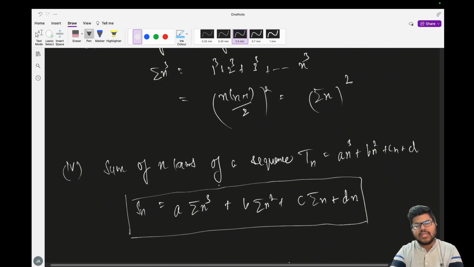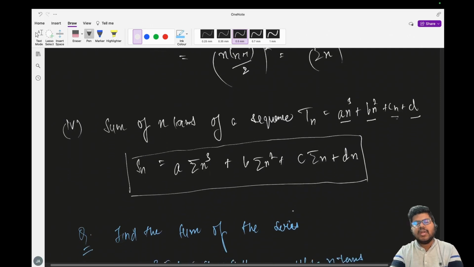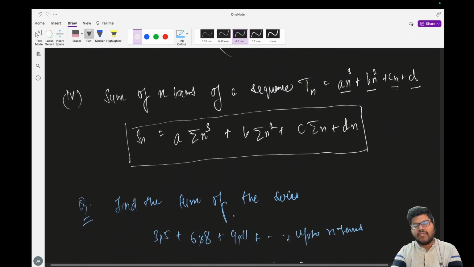Now if we calculate the sum of n terms of a sequence whose general term is a n cube plus b n square plus c n plus d, where a, b, c, d are constants, we need to separate the terms and apply the sigma sign over them, which equals a summation n cube plus b summation n square plus c summation n plus dn, right? Then find the sum of the series.